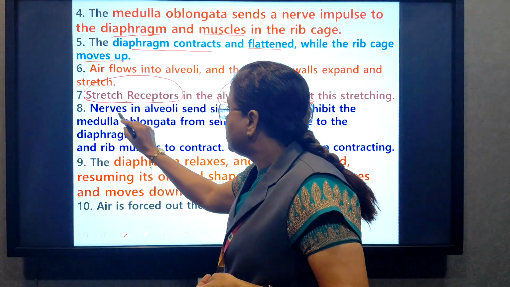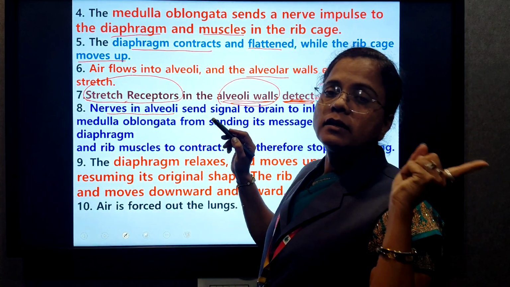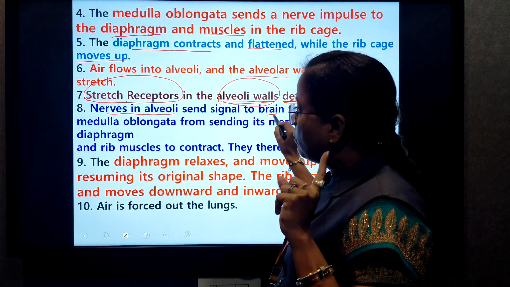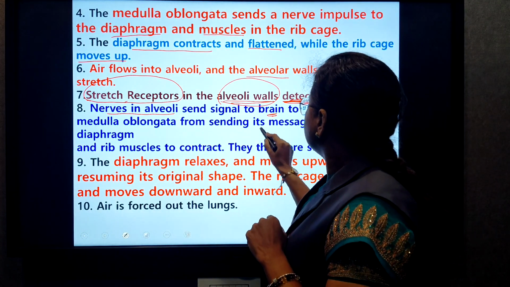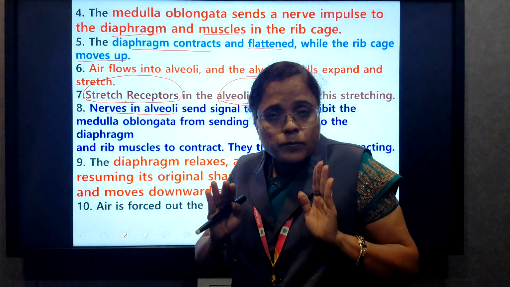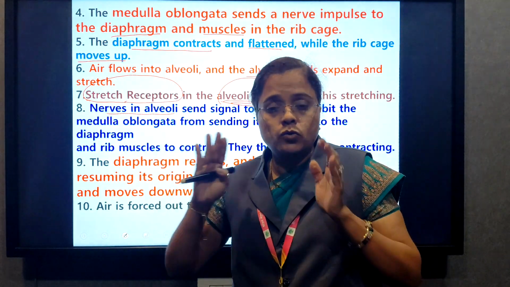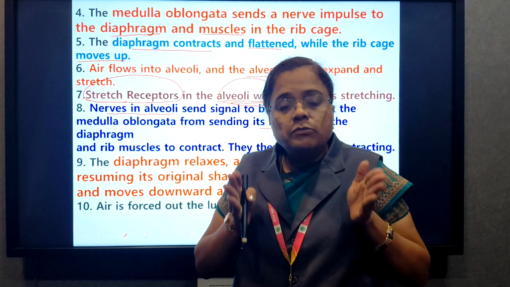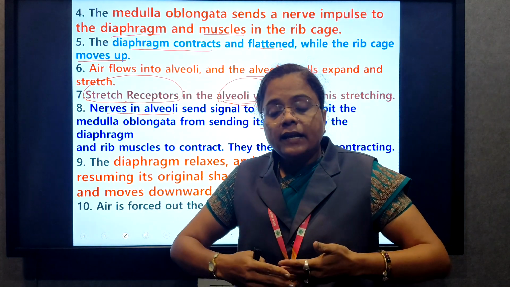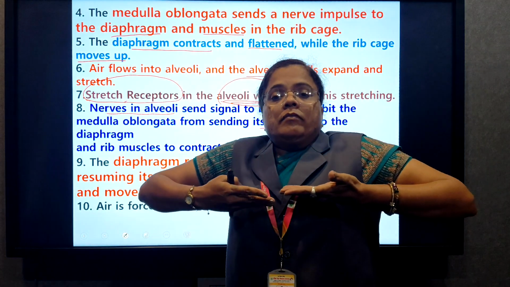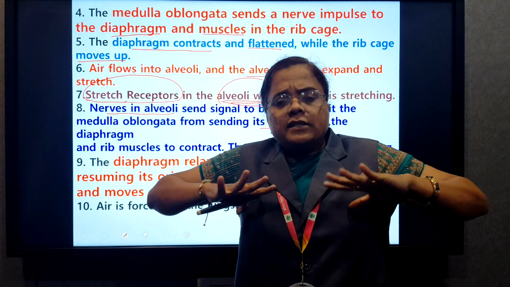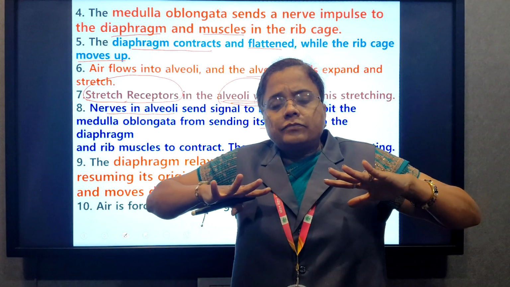The nerves in the alveoli send a signal to the brain's medulla oblongata, and from there the message is to stop the stretching, otherwise it will burst. So stop the stretching. It is the maximum capacity of stretching we can inhale. This is my stretching capacity of inhalation.